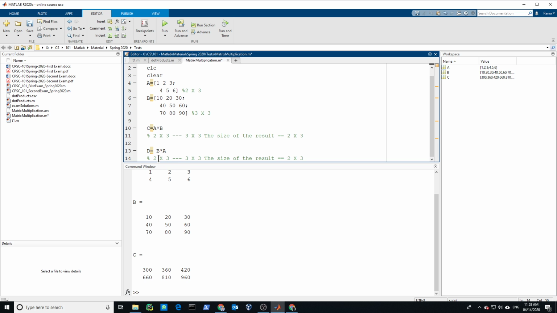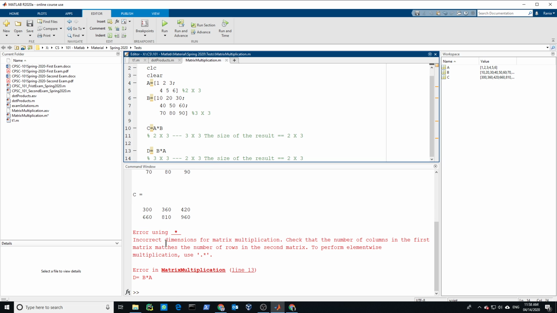So the first one is 3 times 3, and the second one is 2 times 3. So the inner numbers are not equal, then you will not be able to do this operation. Because the number of columns of the first one does not equal the number of rows of the second one, you will not be able to do the multiplication, and it will give you an error. Actually, let's try it. As you see in here, you were not able to multiply it because you did not meet the condition.